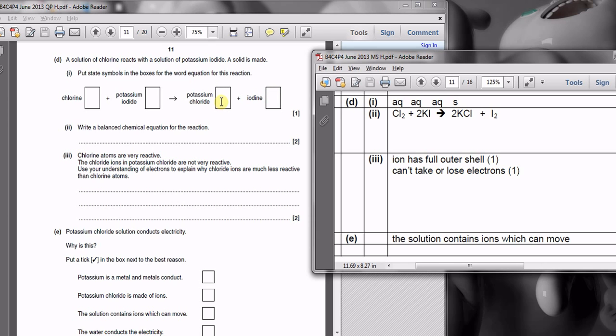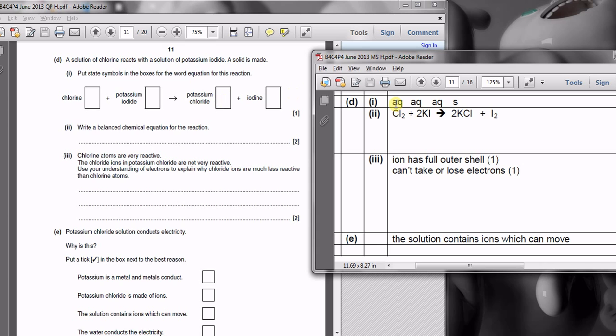The other compound, which is potassium chloride, you have to make an educated guess with. Because potassium iodide is a solution and potassium chloride is a potassium salt with the same group 7 kind of element, so it's chlorine instead of iodine, but they're both in group 7, then you can make an educated guess that this would also be a solution. So you need to put AQ in here.